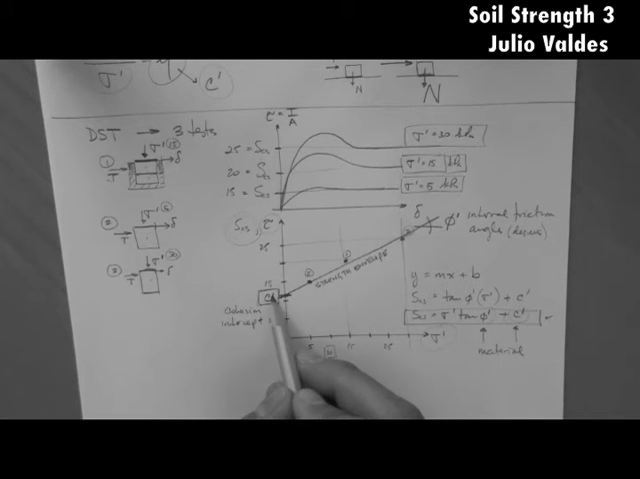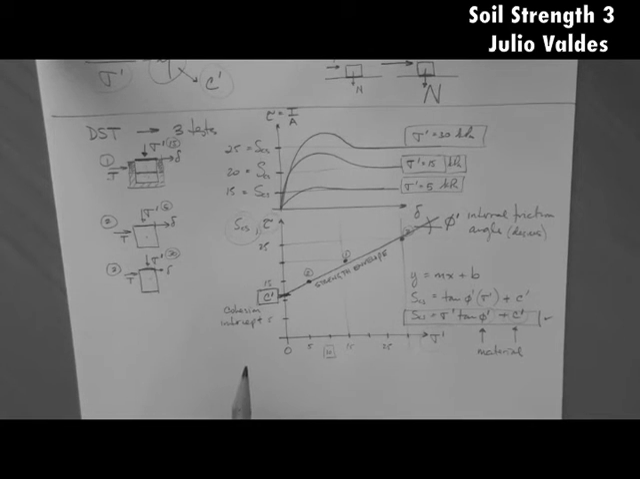C prime also emerges when the grains are bonded by electrical forces, or electrical agents, let's call them. So, particularly for soils that are fine-grained, you may get a C prime. And that's part of the strength. That is the strength at zero stress. The value of C prime in this case is about 12 kPa for this soil.